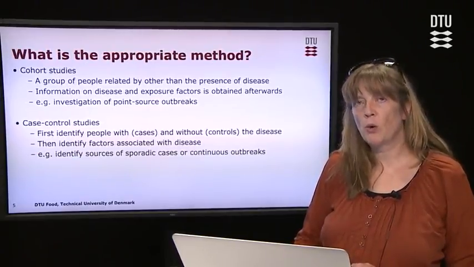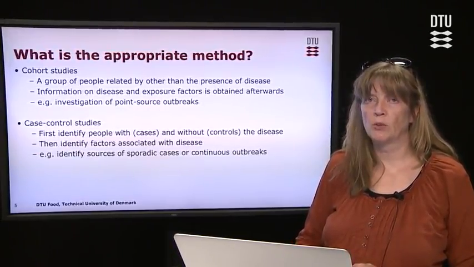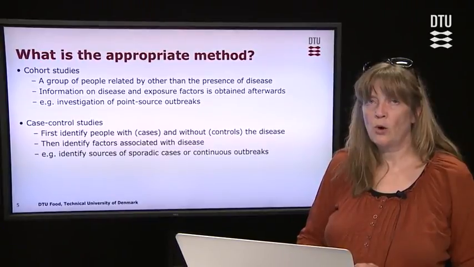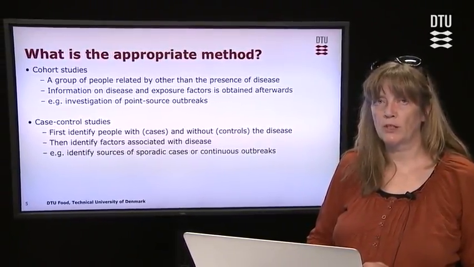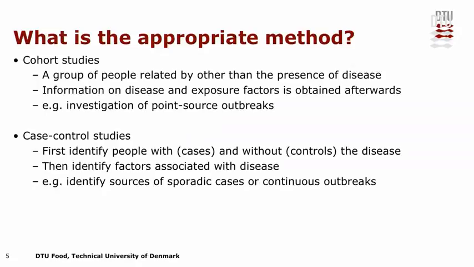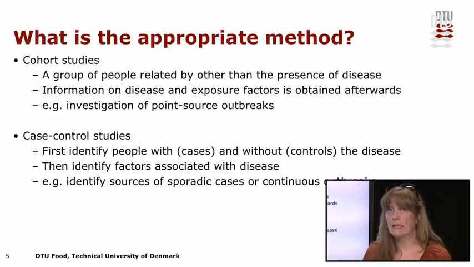So when do we use a cohort and when do we use a case control study? A cohort is, per definition, a study where you are able to actually define a cohort. And a cohort is a group of people that are related by a common event or by something other than the presence of disease. It could be people that have been attending a wedding ceremony and all got sick during this, or not all, but a proportion of these people got sick.